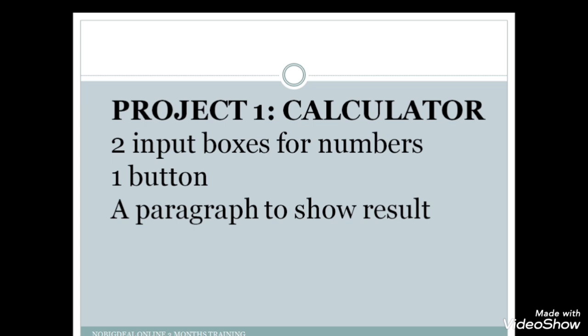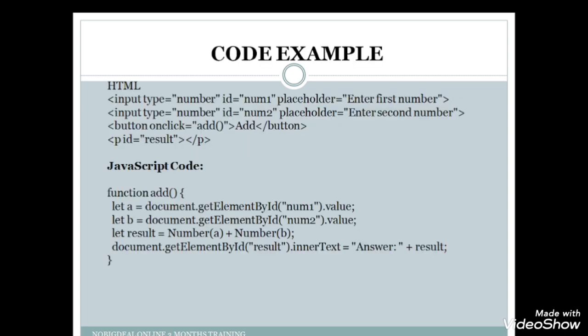So we have just two takeaway projects for us before we continue our class. The first one is we should create two input boxes for numbers because we want to do some addition in a calculator. Then we will create one button, and then we will leave a paragraph to show the result when we do 1 plus 1. So this is how the code looks like.